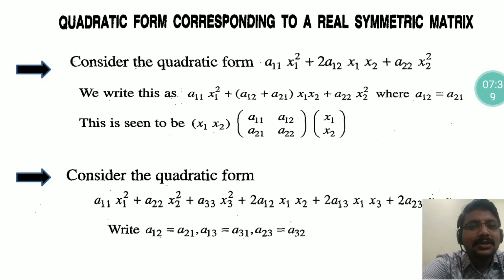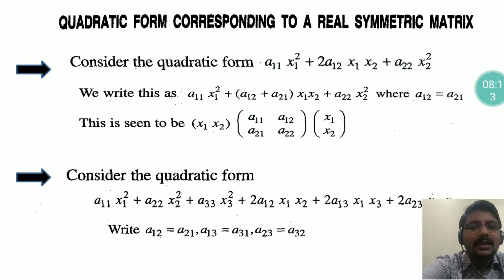This is seen in matrix form like this, that is X transpose AX. A is called the matrix of the quadratic form. So X transpose is (x1 x2), A is the matrix of a11, a12, a21, a22, and the last one, capital X, is the column matrix of x1, x2. Thus this quadratic form can be easily written in the matrix form, that is X transpose AX.